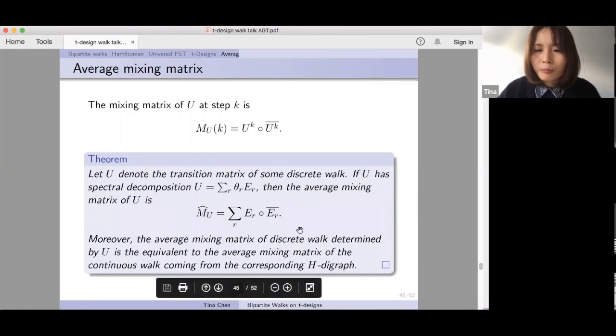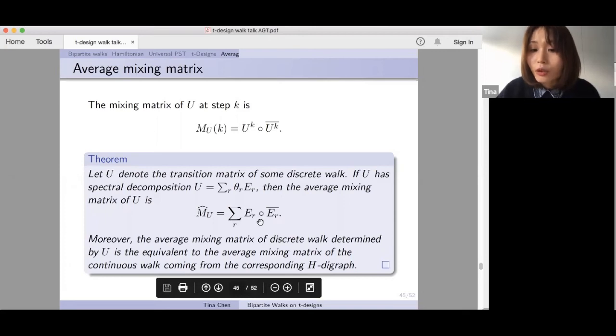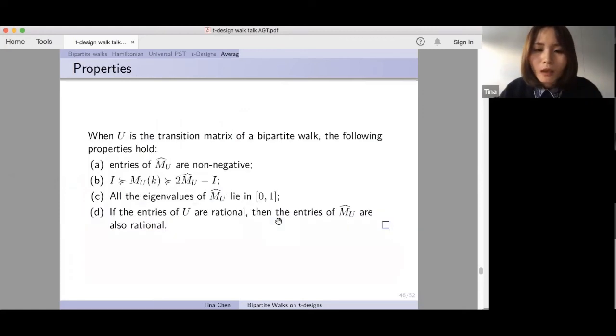Some of you may find that the formula for the average mixing matrix of a bipartite walk is very similar to the average mixing matrix of a continuous walk. For the continuous walk, instead of E_r Schur product with the complex conjugate of E_r, it is E_r Schur product with E_r, that is, E_r Schur squared. So it is very similar. Here are all the properties of the average mixing matrix of a bipartite walk. Many of you may already know these, since those properties also hold for the average mixing matrix of a continuous walk.